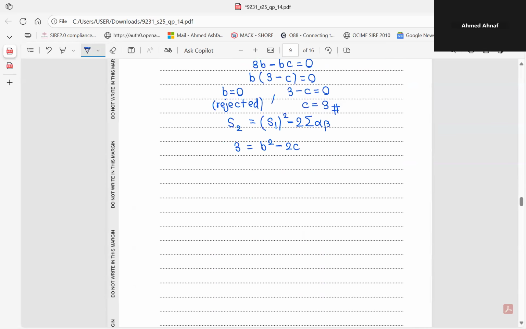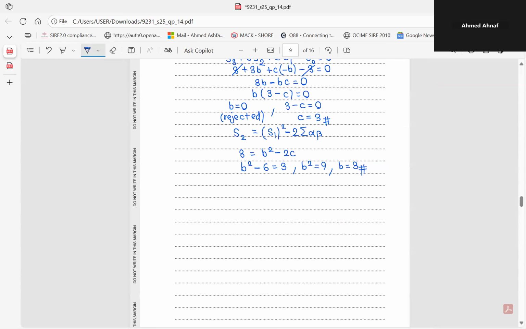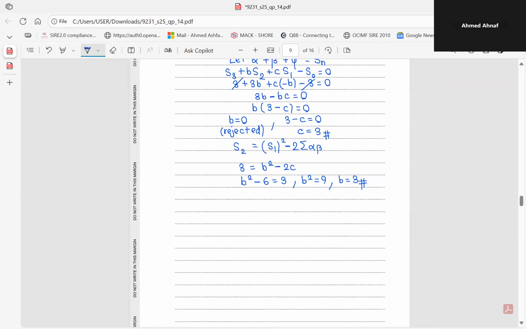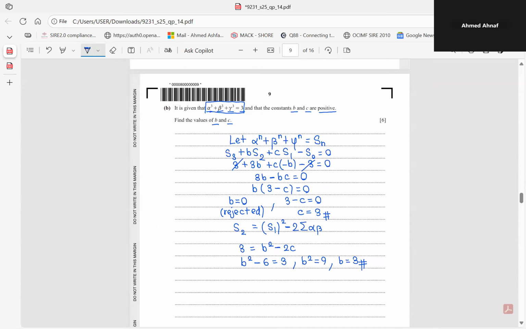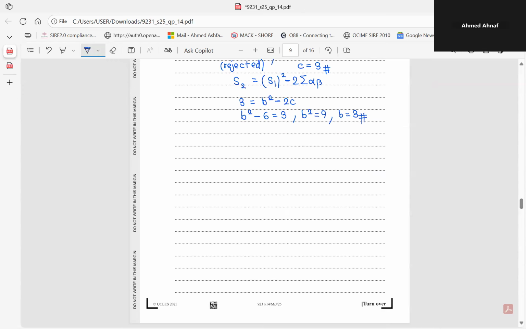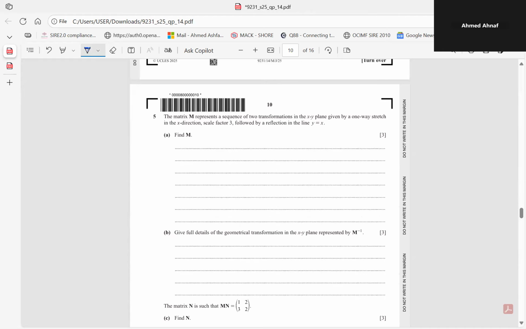Okay. All right, and now we're going to substitute our c value. So 2c, that's 2 times 3, which is minus 6, equals 3. Then we will get b squared equals 9. And then b would be equal to the square root of 9, which is 3 also. So this is our final answer for c and b, both of which are 3. So this is our final answer for this part. Let's head on to the next question.